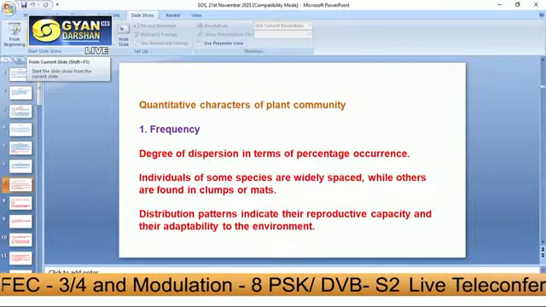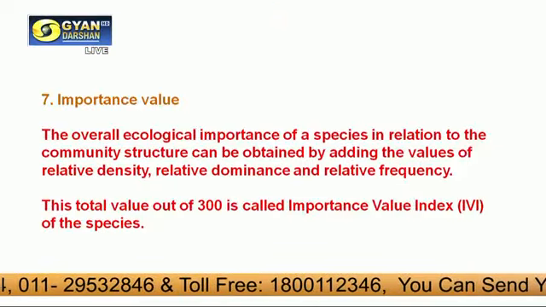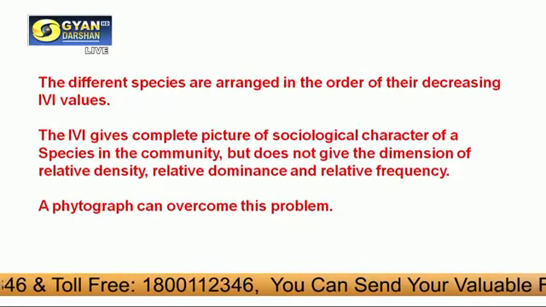Okay. So, importance value is usually you assign each of these parameters 100 points. So, normally your index value or this importance value, that is importance value index, it comes in 300. Okay. So, 100 plus 100 plus 100. So, that is total 300. This is known as the importance value index.